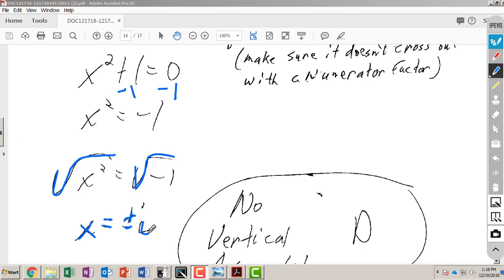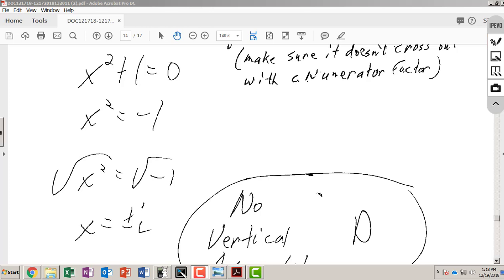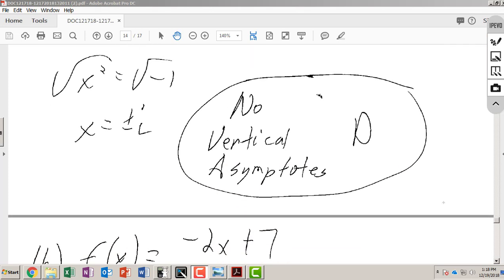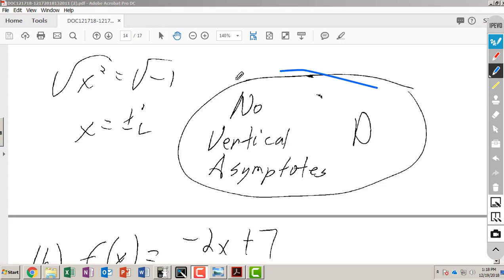So that means that this answer came out to be imaginary. And we know that imaginary answers do not show up on real graphs. And so since that's the case, my answer would be D, which is there are no vertical asymptotes.